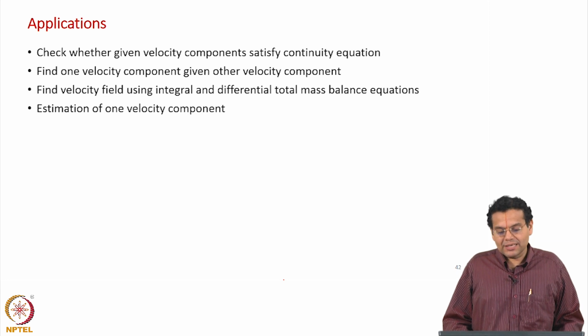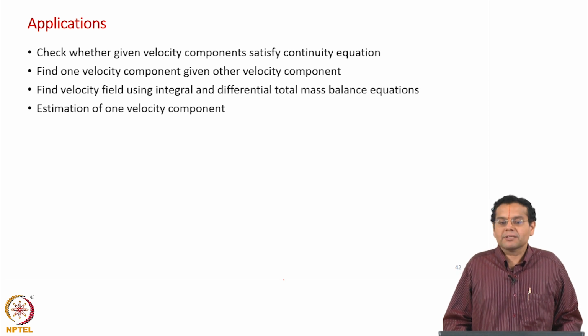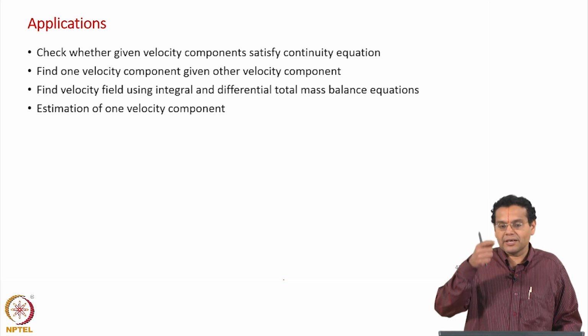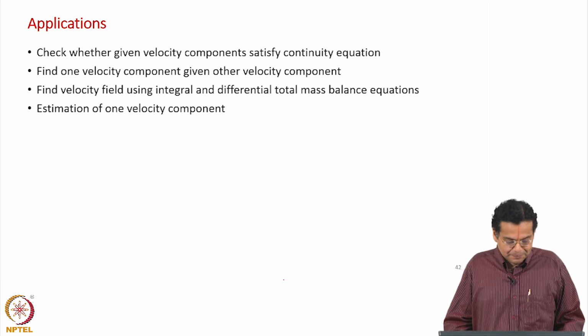And the fourth one is once again interesting. We make some measurements of velocity components along, let us say, two directions. An example is measurements of velocity on an ocean surface: we make measurements along the x and y directions and find out the vertical component of velocity using mass balance, or the continuity equation. That is why it says estimation of velocity component.